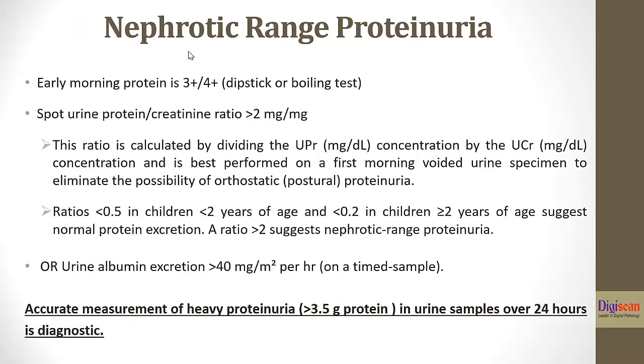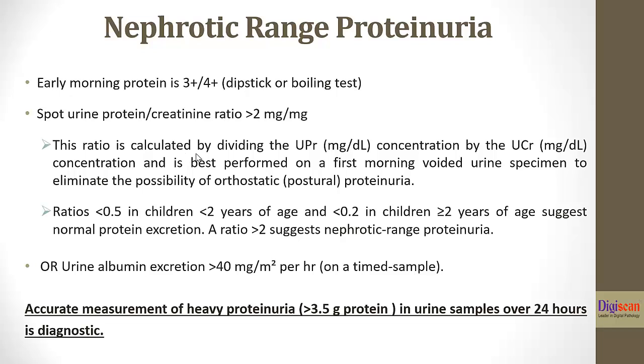How to identify nephrotic range proteinuria? We can do an early morning protein test which may be 3 plus or 4 plus by dipstick method or manual method, that is heat boiling test. We can also do spot urine protein creatinine ratio which is more than 2.